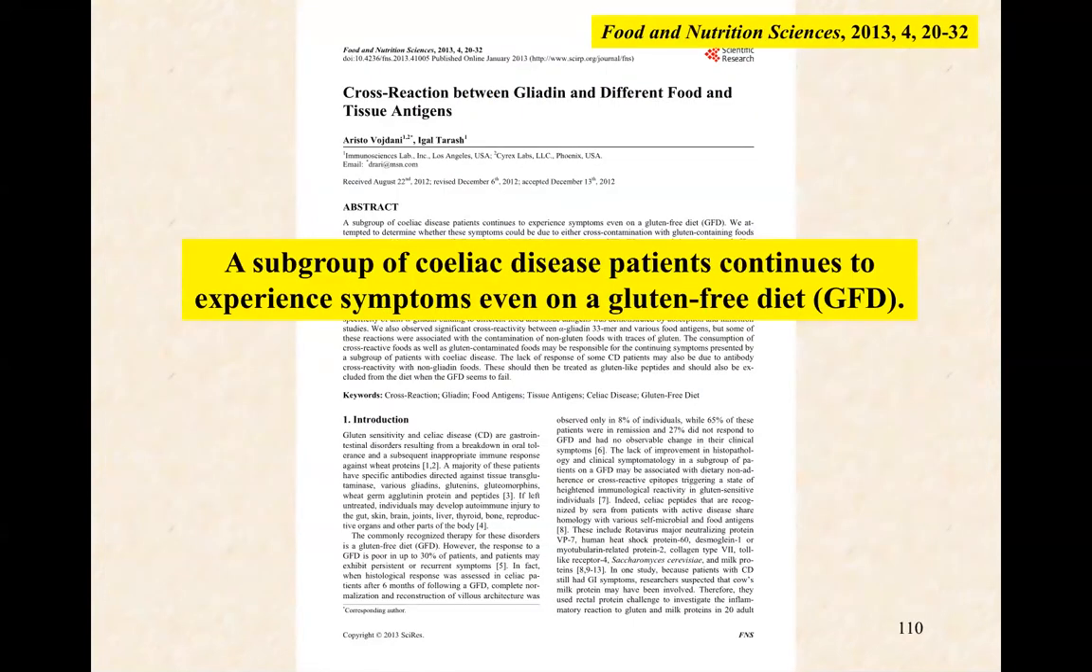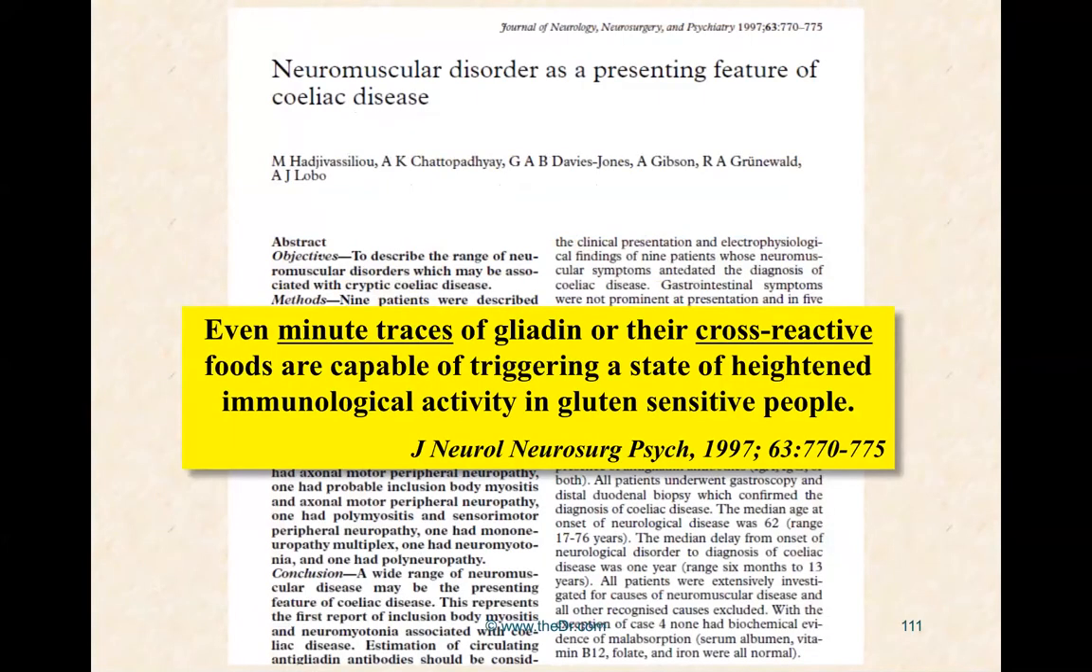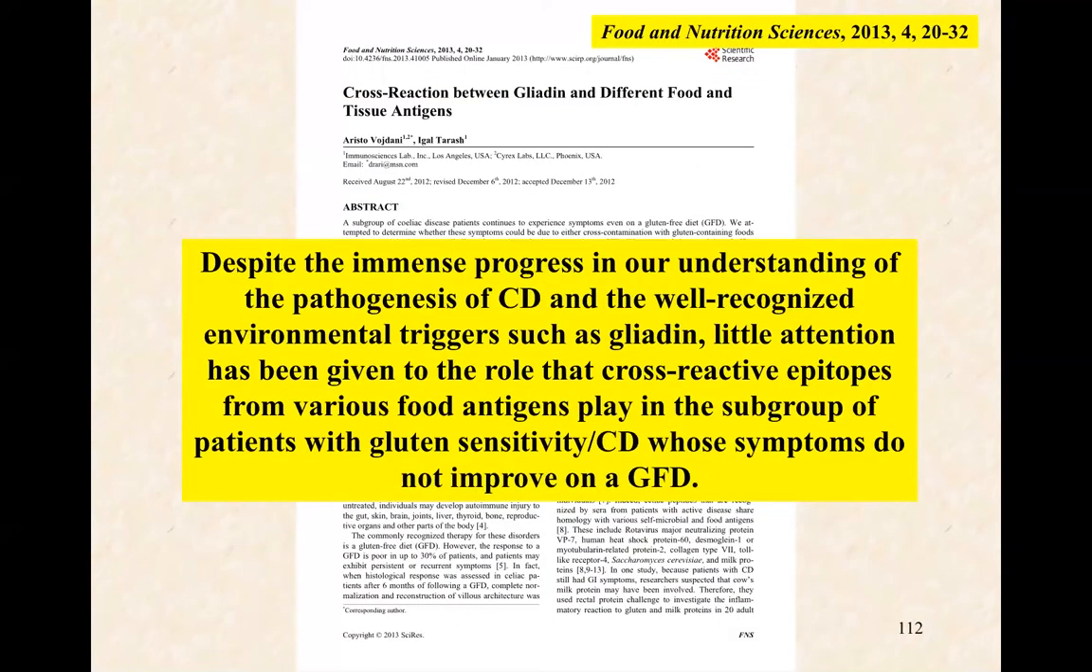Now, a subgroup of celiacs continue to experience symptoms even on a gluten-free diet. I was asked to do a little more about wheat and gluten here, so I'm just going to give you another little pearl. Even minute traces of gliadin or their cross-reactive foods are capable of triggering a state of heightened immune activity in gluten-sensitive people. We've known this for 20 years already. Despite the immense progress in our understanding of celiac disease, little attention has been given to the role that cross-reactive epitopes from various food antigens play in the subgroup of patients with gluten sensitivity and celiac disease whose symptoms do not improve on a gluten-free diet.